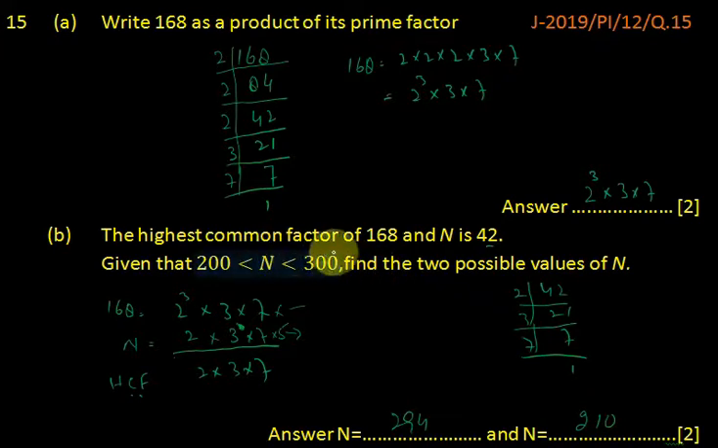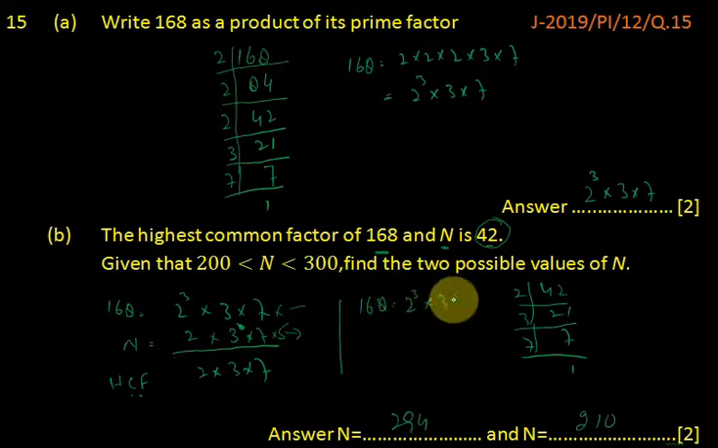We have to find n such that the HCF, highest common factor, of 168 and n is 42. The answer is given: the HCF is 42 for these two numbers. We have to find the possibility of n. So 168 is represented by 2 to the power 3 multiplied by 3 multiplied by 7, and we can take a value of n so that the HCF is 2 multiplied by 3 multiplied by 7.